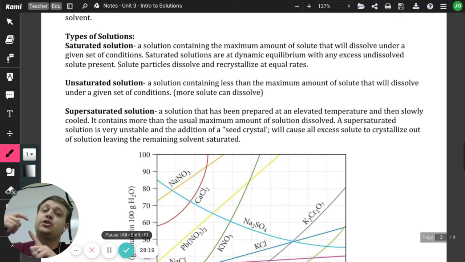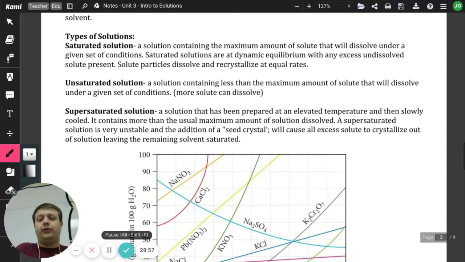Now remember, those conditions could be changed based off of, for instance, changing my pressure or changing my temperature, right? We know those affect how soluble things are. So a saturated solution, given a set of conditions, means it's got the maximum amount dissolved. Okay? Unsaturated solutions would mean it has less than the maximum amount. So you put a little bit in, and it dissolves everything, but you could definitely put more of that solute in the solution. Okay? The last one is a supersaturated solution.